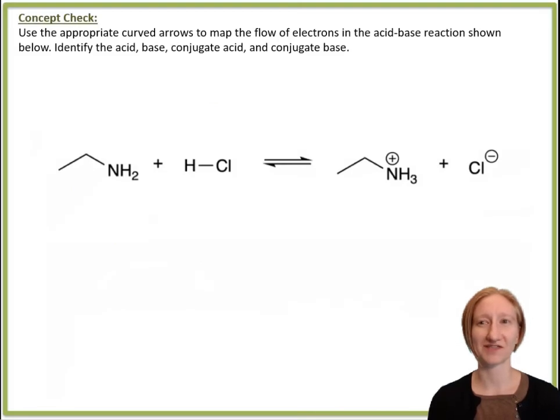Let's pause for a concept check. Here, use the appropriate curved arrows to map the flow of electrons in the acid-base reaction shown. Then let's also identify the acid, the base, the conjugate acid, and the conjugate base.